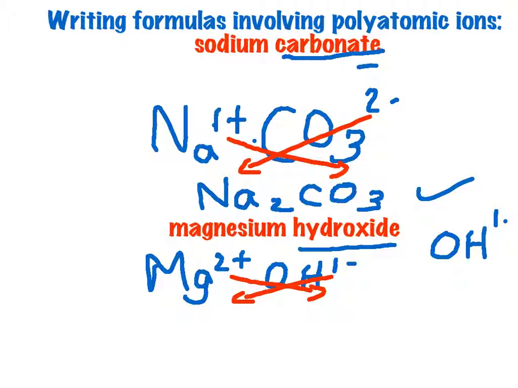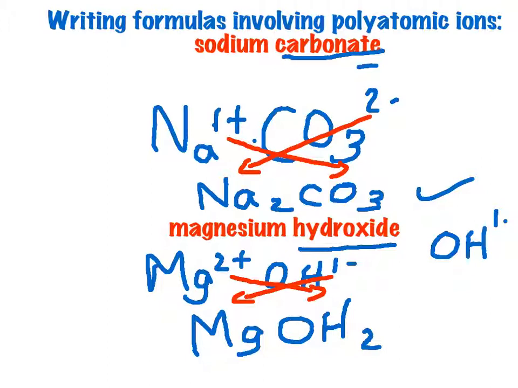After crisscrossing, we end up with Mg. We've got a 1 coming down, so I'm not going to write that in. OH, and we have a 2 coming down. Now, if you write your formula this way, I will have to mark it wrong.